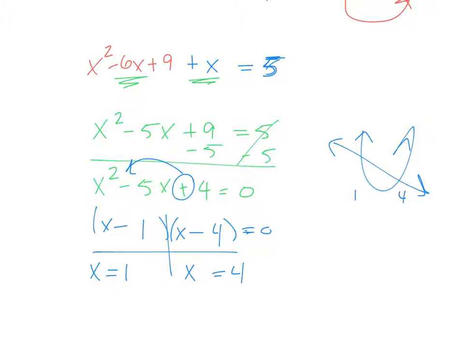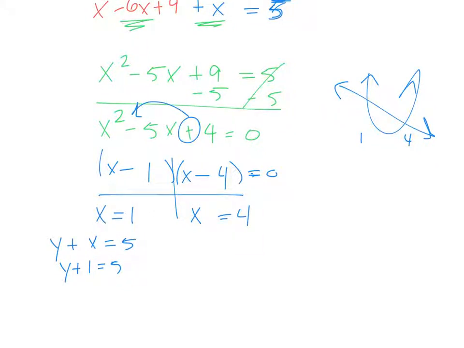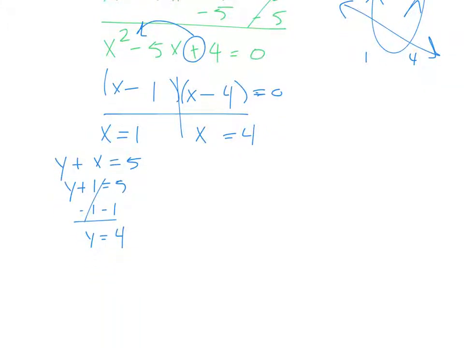I just need to find the y values. And like the last one, we're going to use the linear equation. The linear equation is y plus x equals 5. So I have y plus 1 equals 5. If I solve for y, I'll subtract the 1 to get a y value of 4. So my coordinate point for x equals 1 is 1, 4.